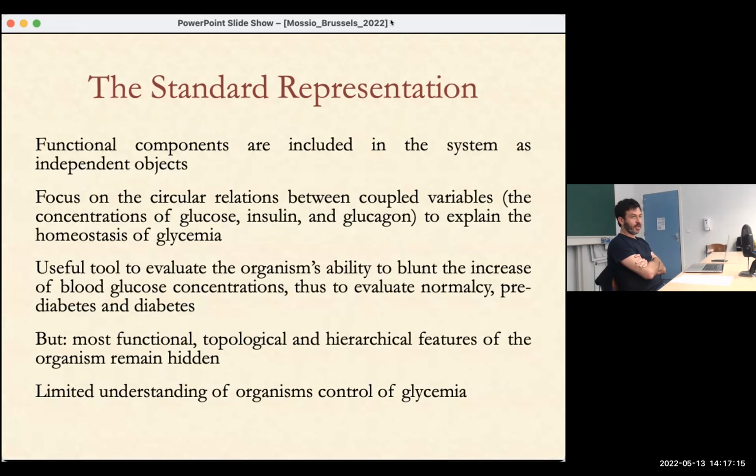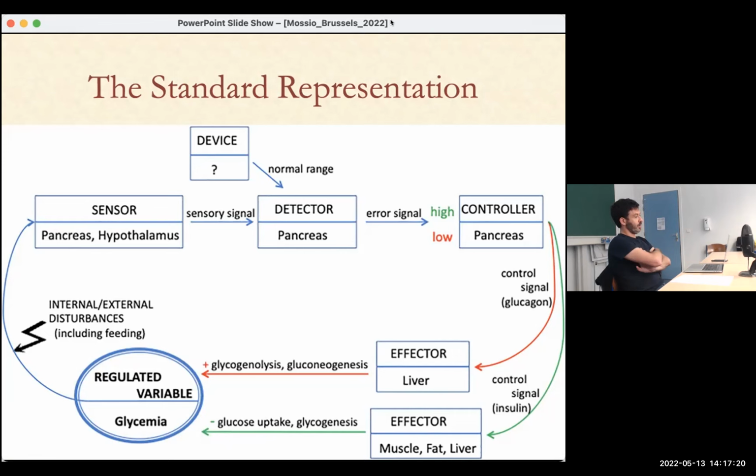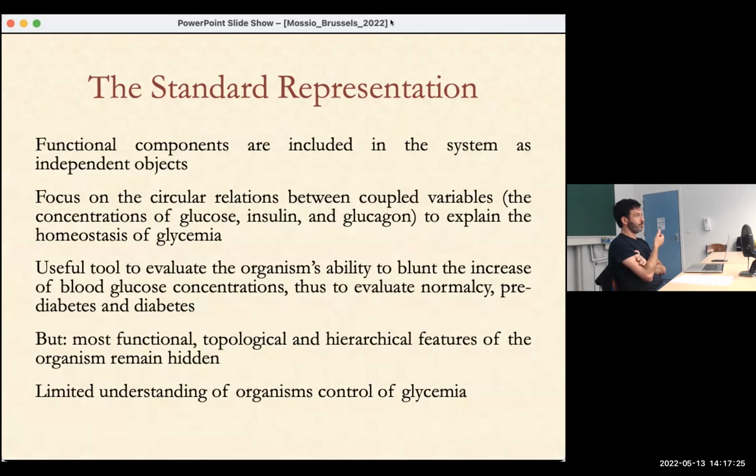One important aspect is that the functional components, those represented by the squares, are included in the system as independent objects. So their existence in the system is independent from the dynamics that are modeled by this model. The focus is on the circular relations between coupled variables, in this case the free concentrations: the concentration of glucose, glycemia, the concentration of insulin, and the concentration of glucagon. The relation between the three concentrations explains the homeostasis of glycemia.